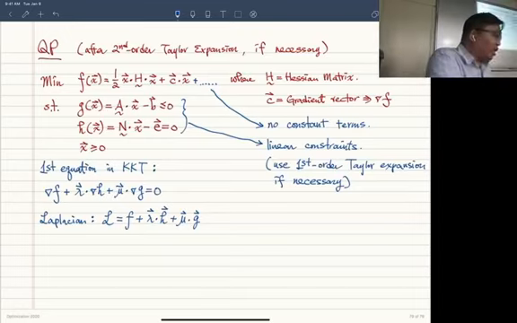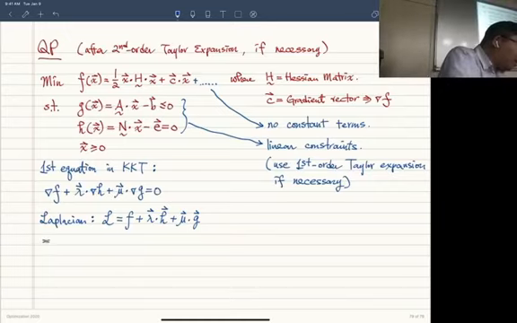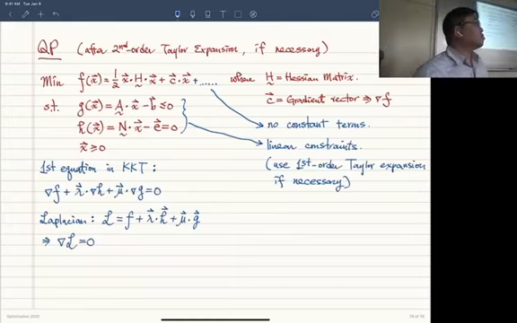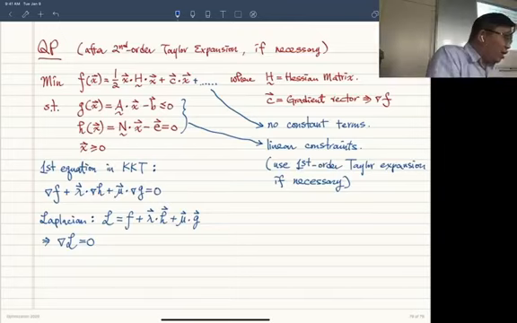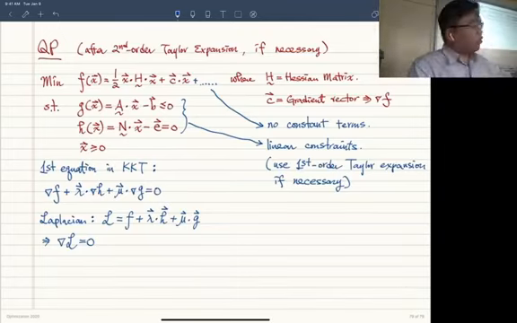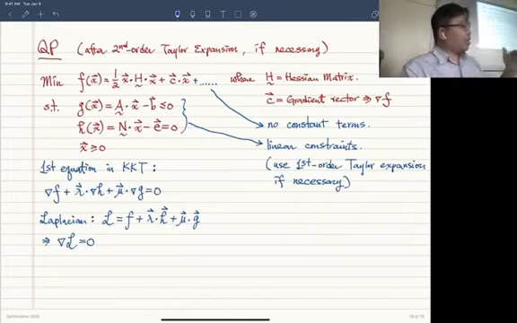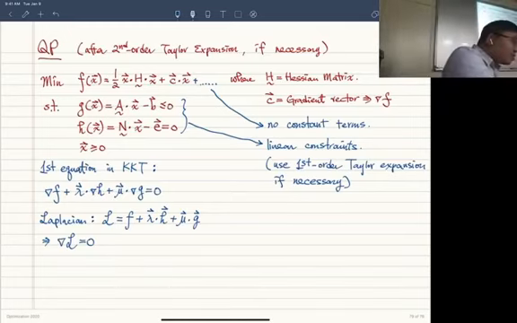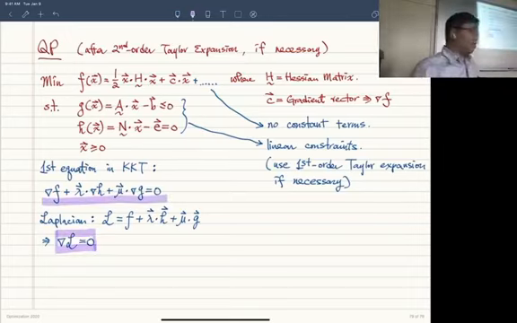And why do we like to formulate this Lagrangian? Because the first equation of KKT is basically the gradient of the Lagrangian equals 0. If you compare the definition of the Lagrangian and the first equation of KKT, you can tell the first equation of KKT is the gradient of the Lagrangian equals 0. So this is basically the same as this guy. Okay?